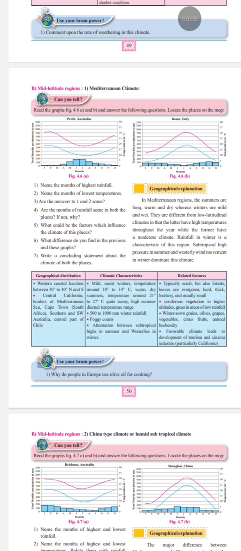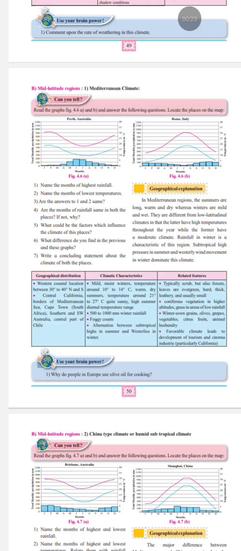This is part 3 of class 11 Geography, chapter number 4, Climatic Regions. In the previous part, we studied the low latitude climatic regions. Now, let's move ahead and understand the mid latitude regions. In this part, we will study three important climatic regions.